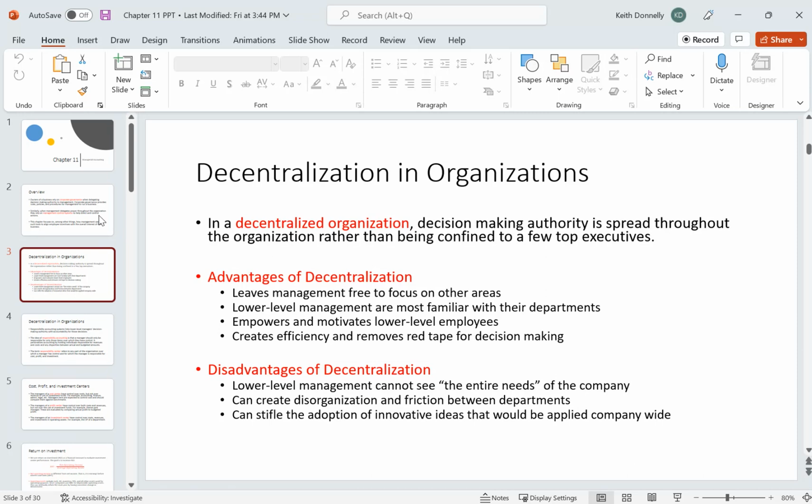And then next one here, can stifle the adoption of innovative ideas that would be applied company-wide, right? So in other words, because we're looking at maybe just our division, it may not necessarily be in the best interest of the company as a whole. So for example, if you work at the bank, you probably don't like the fact that they are now automating everything, that they want to do online banking, they want to have it be touchscreen. It's the same at McDonald's, right?